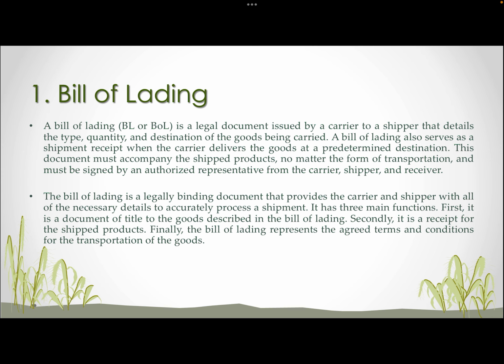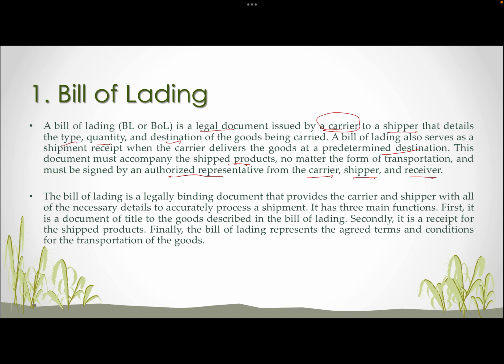Bill of lading, also known as BL or BOL, is a legal document issued by a carrier to a shipper that details the type, quantity, and destination of the goods being carried. BL also serves as a shipment receipt when the carrier delivers the goods at a predetermined destination. This document must accompany the shipped product, no matter the form of transportation, air cargo or sea cargo, and must be signed by authorized representative from the carrier, shipper, and receiver.